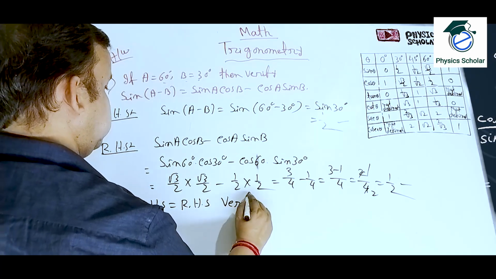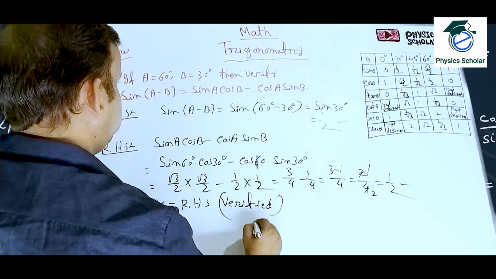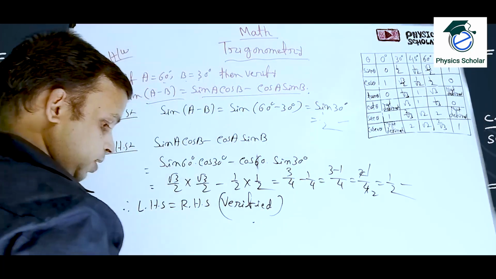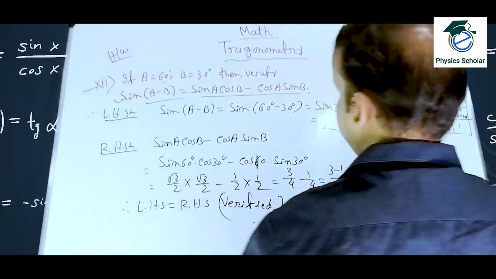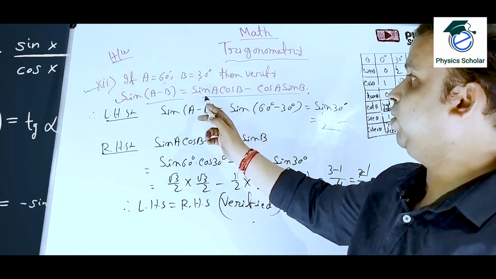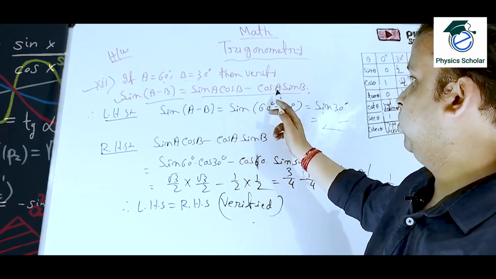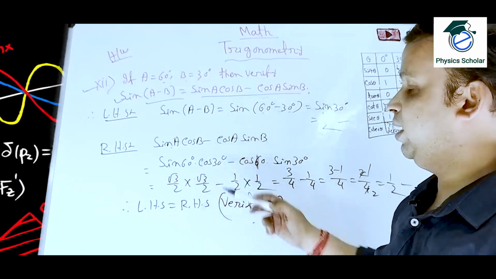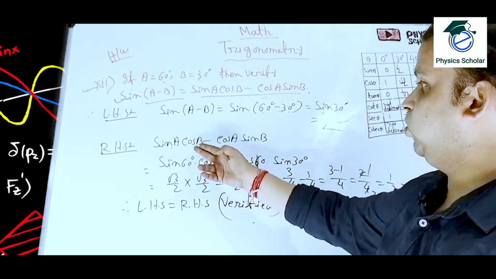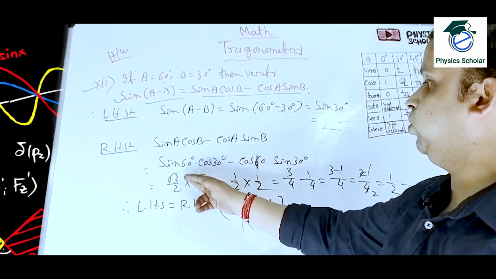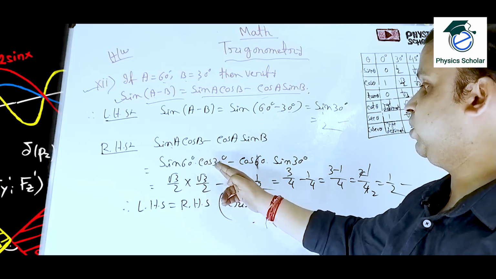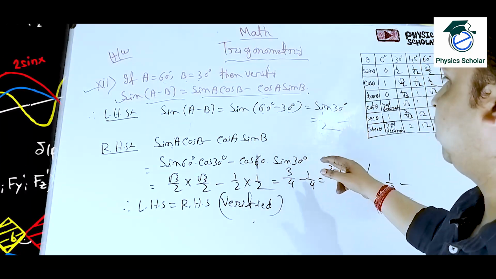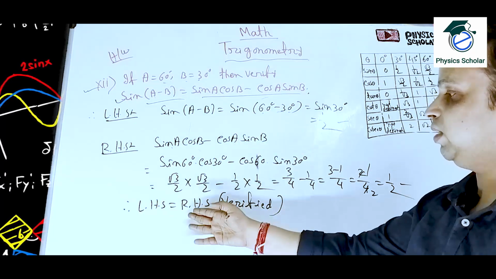Verified. Okay, so that means this is equal to this. We have to verify it. On the left hand side we are only putting the values of A and B, A is 60 degrees and B is 30 degrees. So sin 60 minus 30 means sin 30, so half. Now, it is given sin A cos B minus cos A sin B. We are putting the values of A and B there and we are getting the values because we know them already: sin 60, cos 30, cos 60 and sin 30. After doing the calculation, in both the cases, left hand side and right hand side, it is coming half. So left hand side is equal to right hand side.